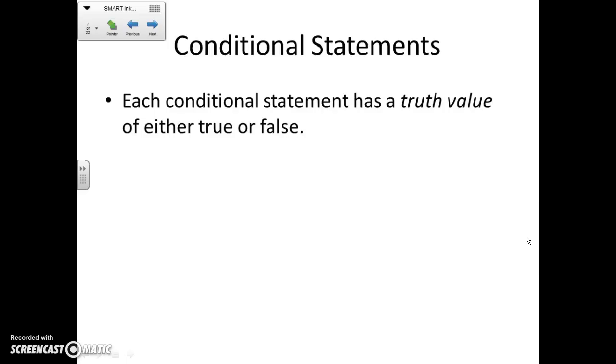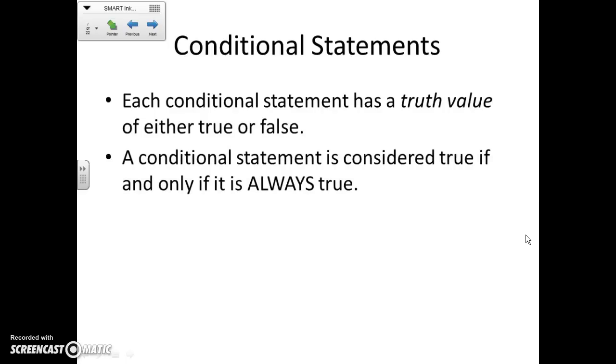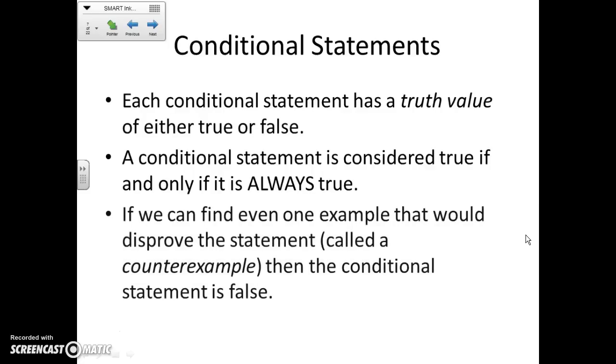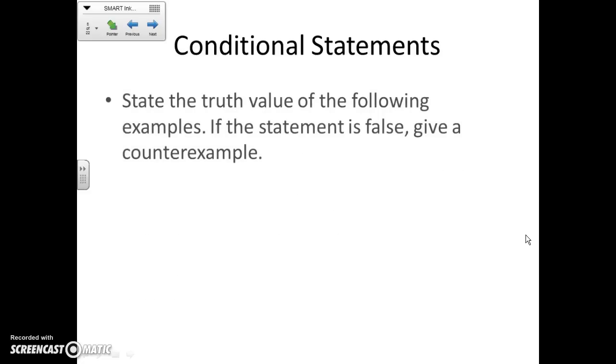Each conditional statement has a truth value of either true or false. A conditional statement is considered true if and only if it is always true. If we can find even one example that would make the statement false, which we would call a counterexample, then we say that the conditional statement itself is completely false.